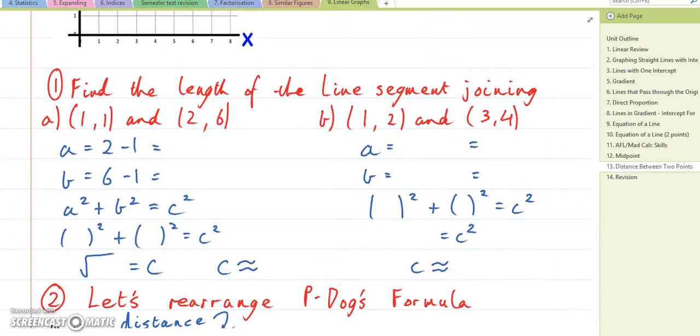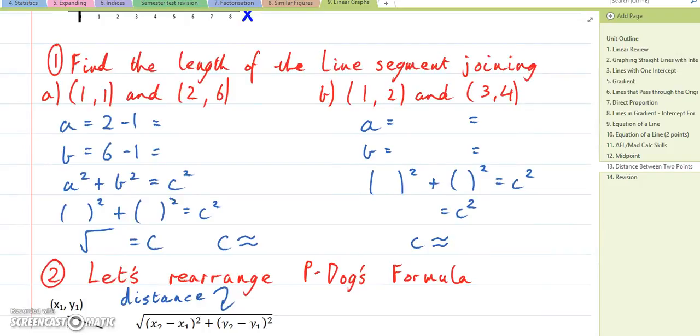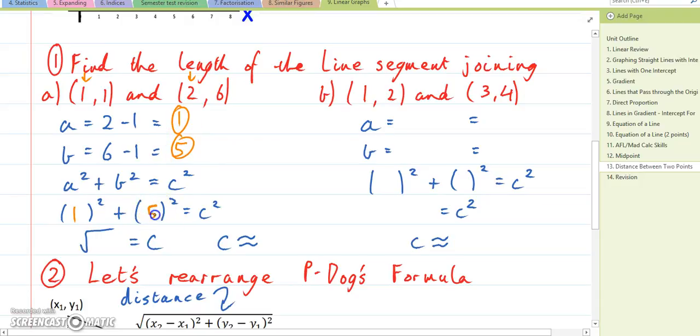So let's have a go at a couple of those. To find out a value in the Pythagoras form, we get one of our x's and subtract the other one. So 2 minus 1 is 1, and our b is 6 minus 1, which is 5. We can then put those straight into our Pythagoras form. So a in this case was 1, and b was 5. And that's going to give us 1 plus 25. 1 squared is 1, 5 squared is 25.